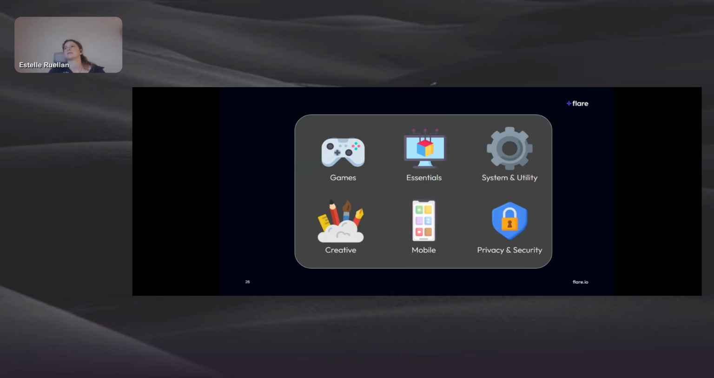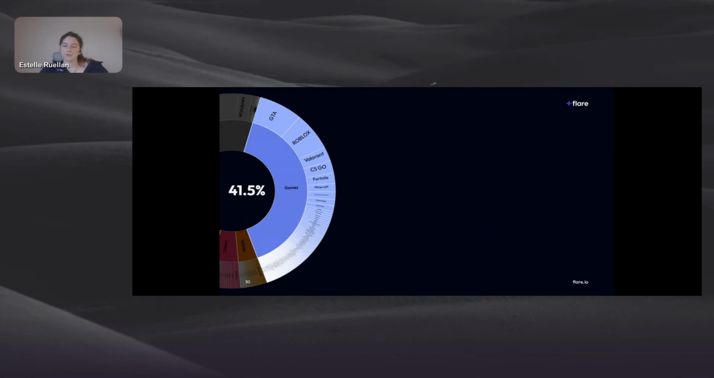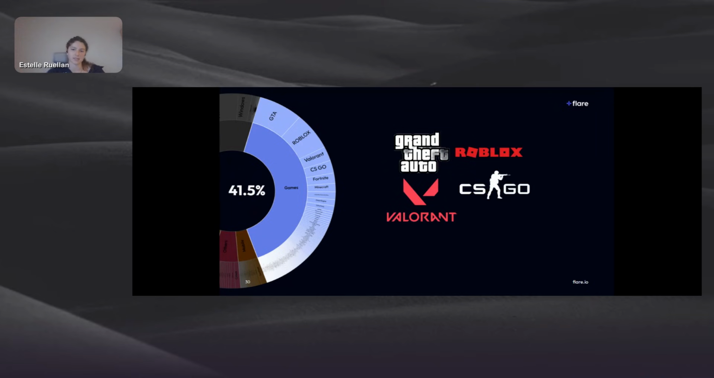When we began to analyze with this in mind, we saw some differences between the targeted entity and what techniques were used to basically spread them and infect the most people. The first thing we noticed was the gaming ecosystem has a unique tailoring from threat actors to the gaming community. So game-related infections represented more than 41% of the sample. And top games were GTA, Roblox, Valorant, CSGO, Fortnite, and Minecraft.